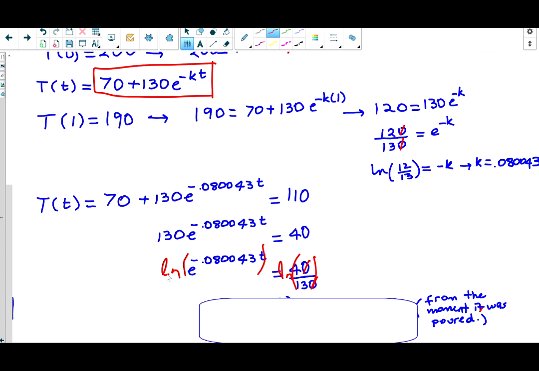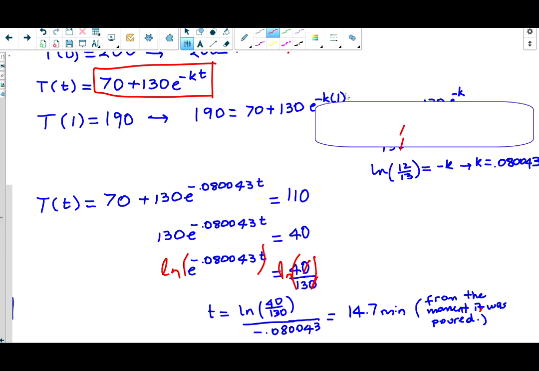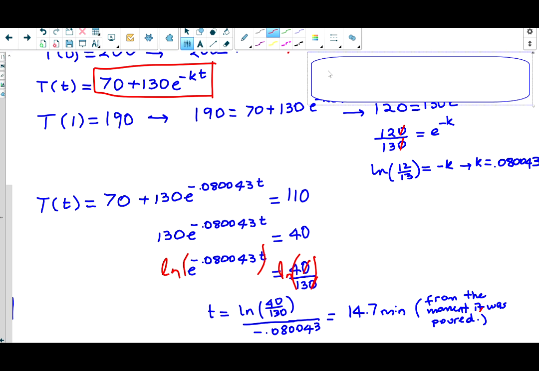And here, once again, same idea. ln e of a power, you bring the power down, ln e is 1, you'll just have the power showing. And I even skipped one step there to save time. Basically, when you bring this down and you want to solve for t, you're going to have to divide by that constant. So that's what you see over here. So natural log of that ratio, 40 over 130 or 4 over 13, divided by the negative 0.080043. That will give you the time.